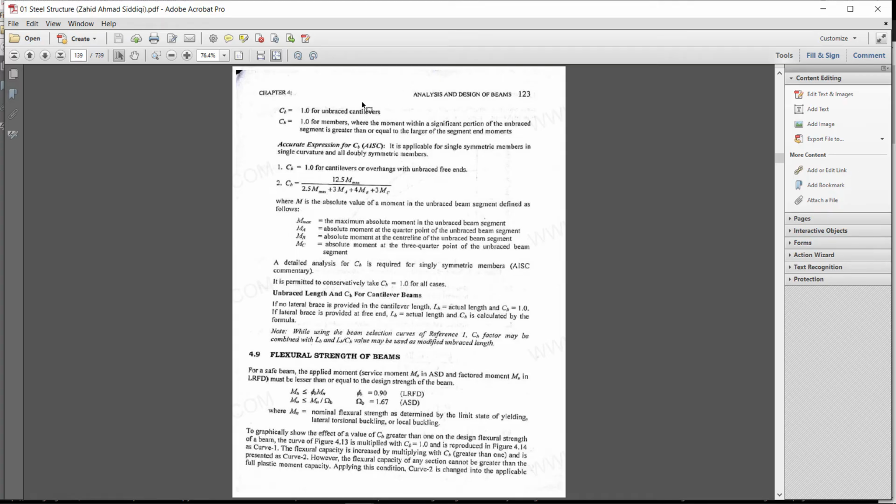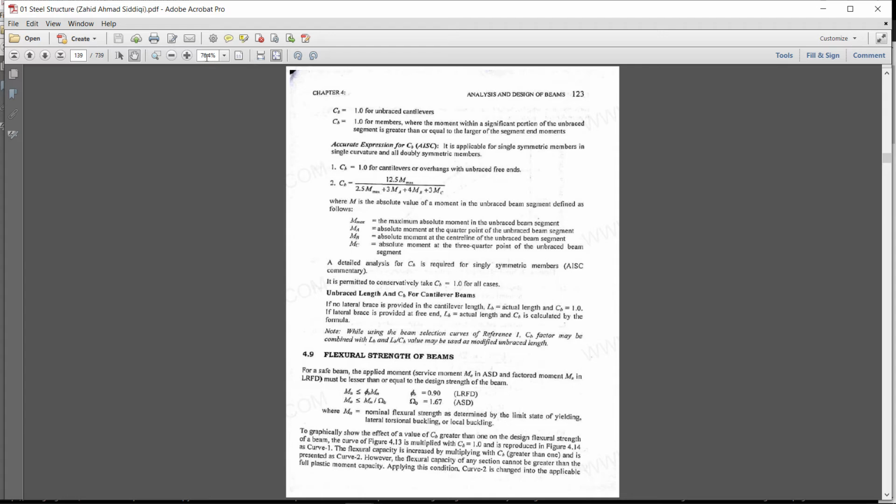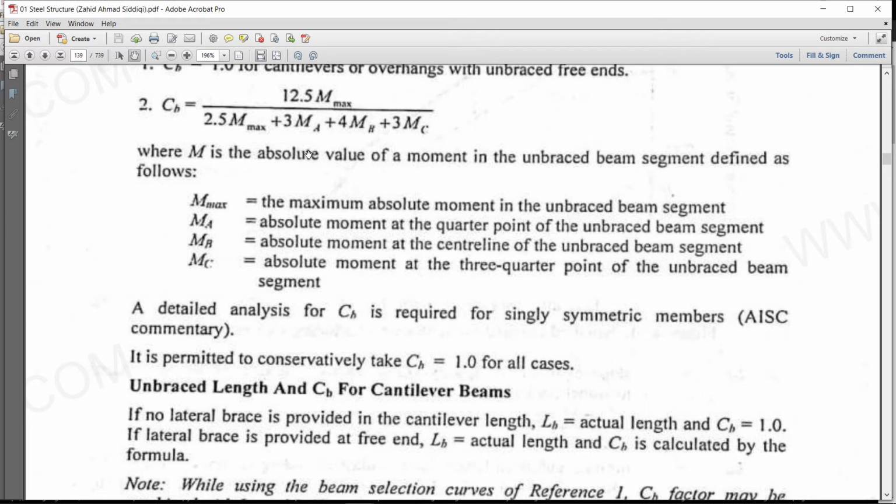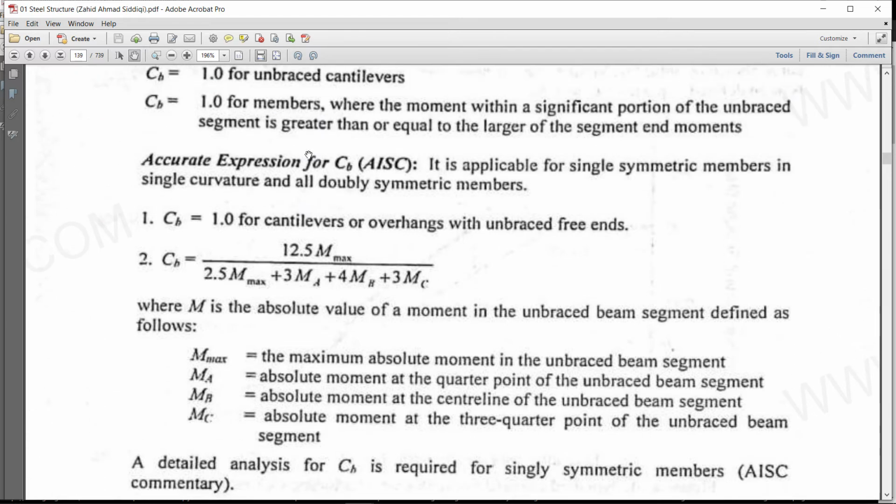For the analysis and design of steel beams, now I will proceed from the book. So here is an accurate expression for Cb. I will zoom in. Here I have discussed the accurate expression for the lateral torsional buckling modification factor.